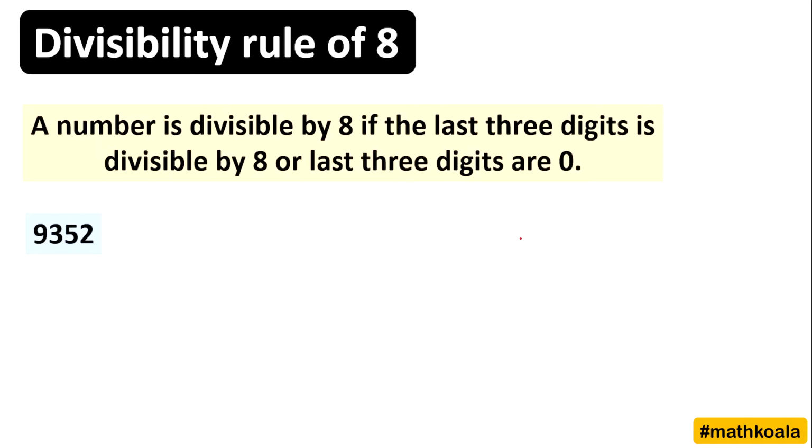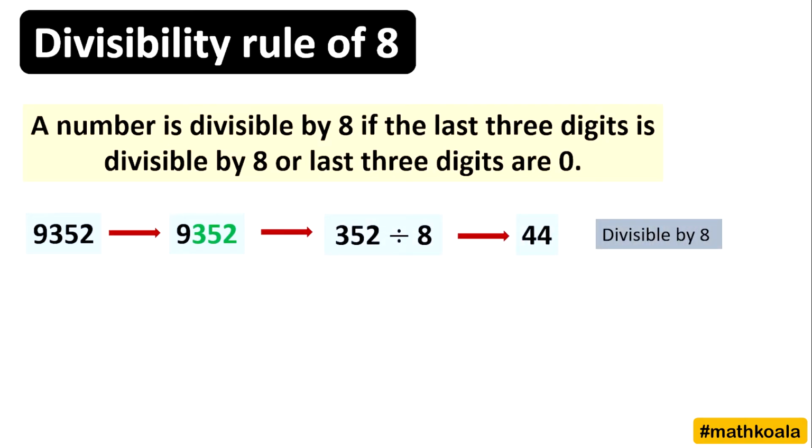Let's apply the rule for 9352. Last three digits of this number is 352. So, according to the rule, we have to divide 352 by 8. 8 times 4 is 32. 35 minus 32 is 3. 32. 8 times 4 is 32. 32 minus 32 is 0. 352 is divisible by 8 without a remainder. Therefore, 9352 is divisible by 8 without a remainder.